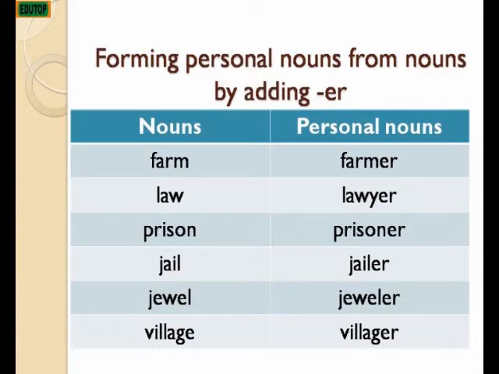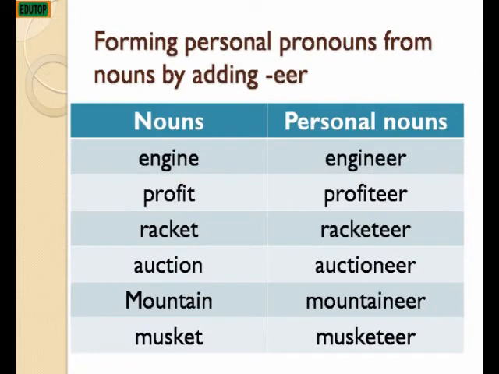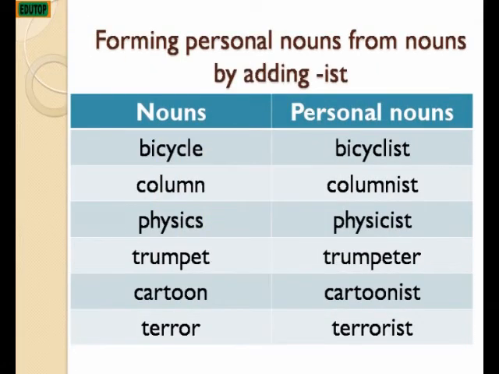Village, villager. Adding double ER to nouns to form personal nouns. Examples: engine, engineer. Profit, profiteer. Racket, racketeer. Auction, auctioneer. Mountain, mountaineer. Musket, musketeer, etc.